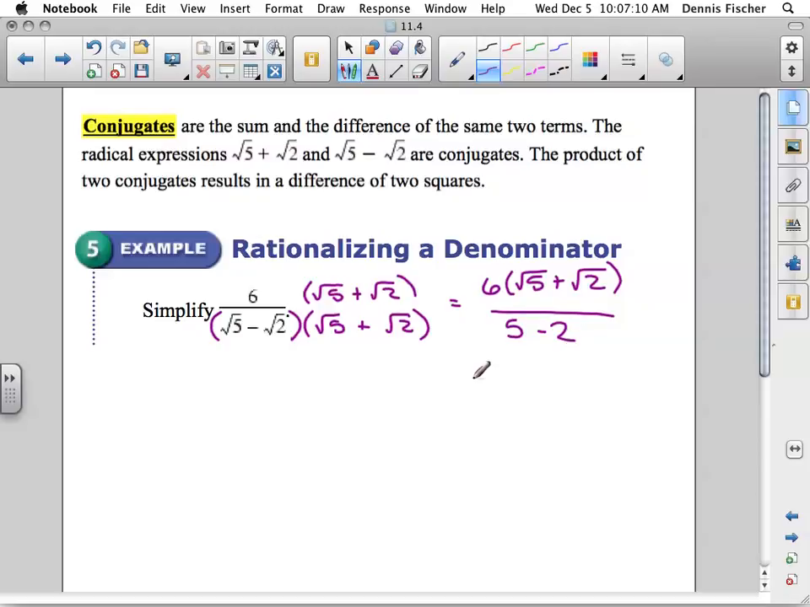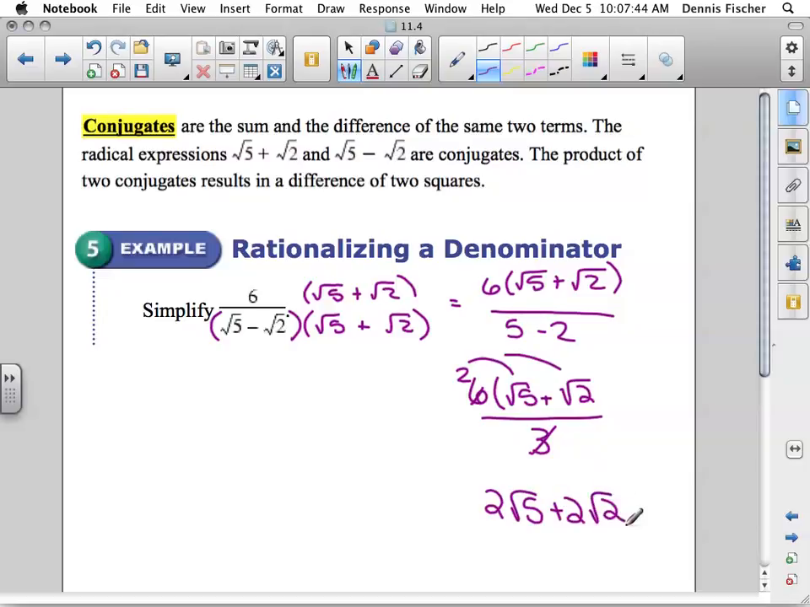Now, if I simplify it down a little bit, I'm going to have 6 times the square root of 5 plus the square root of 2, over 3. Okay? Now, is there anything outside the square roots that are the same? 3 goes into 6 how many times? 2 and 1, so 2. Well, let's do this first. Take the 2, then I'm going to bring the 2 through the parentheses. And so I'm going to get an answer of 2 square root of 5 plus 2 square root of 2.